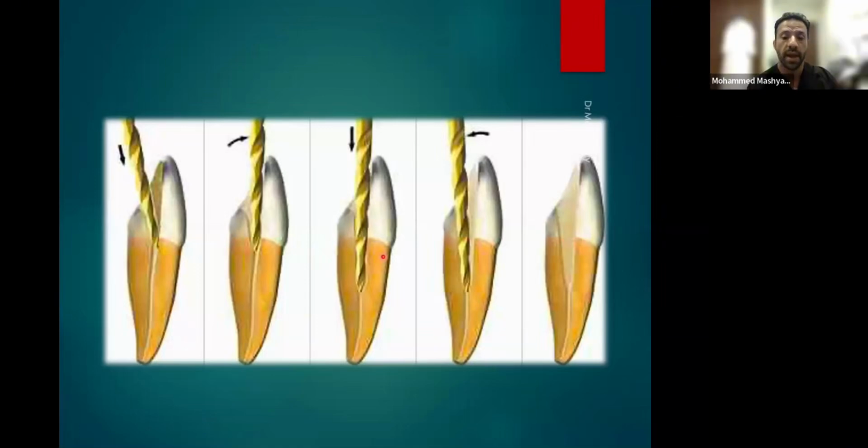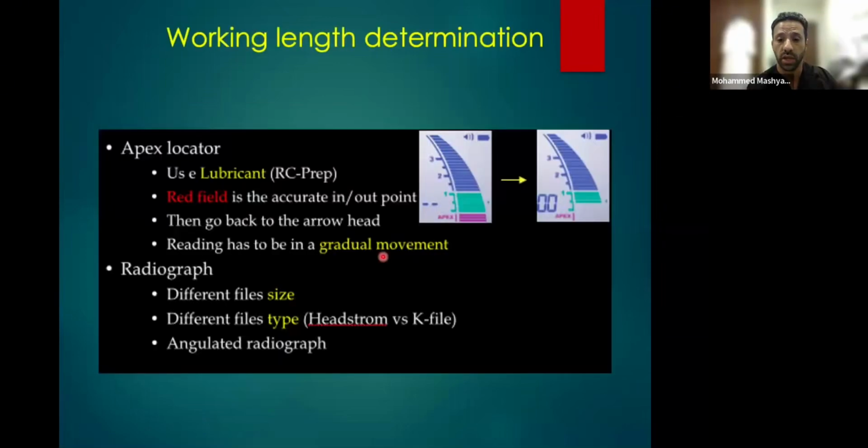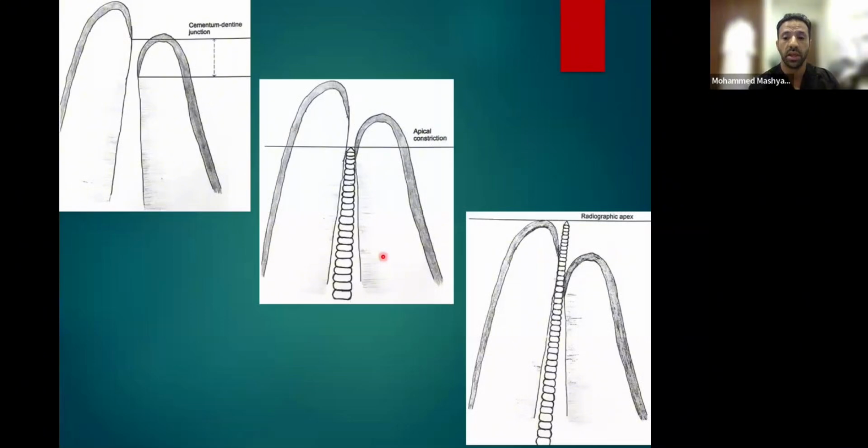Okay? After that, you have to attach your apex locator. The apex locator will tell you something. It will tell you, are you touching the PDL or not? It's not going to tell you if you are outside by 1 millimeter or 2 millimeters or 3 millimeters. It will only tell you that you are touching the PDL. Okay, so touching the PDL, so you reach the red flag on it.